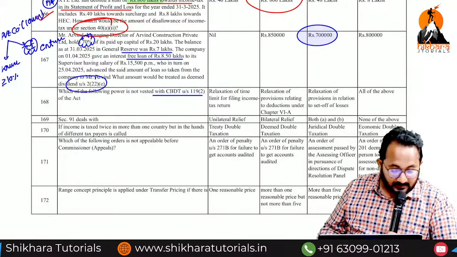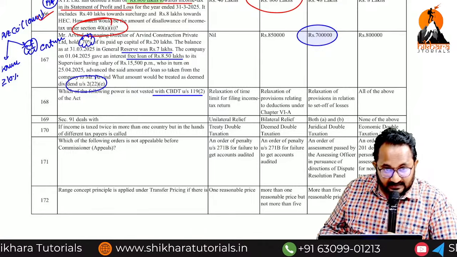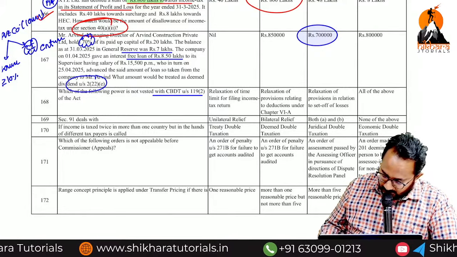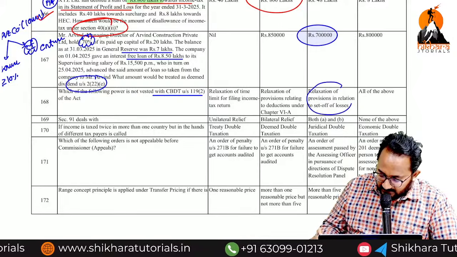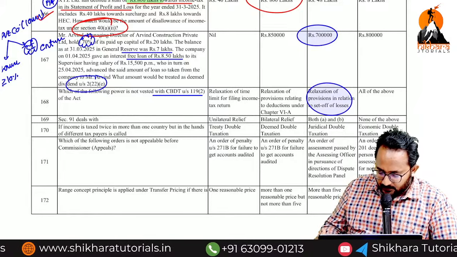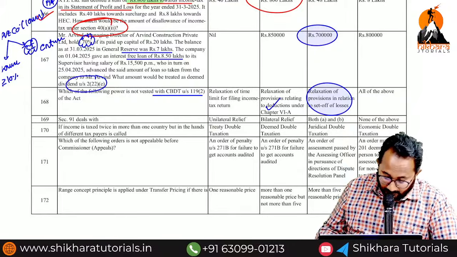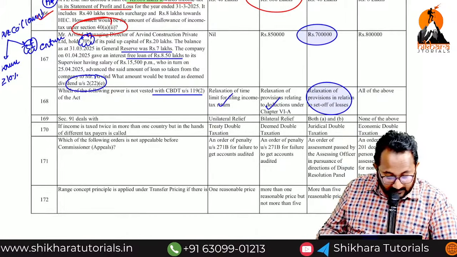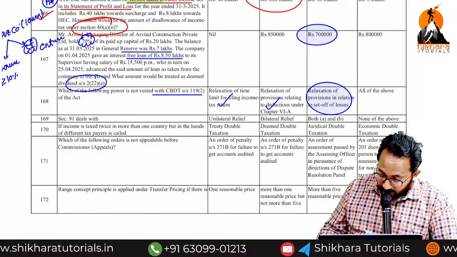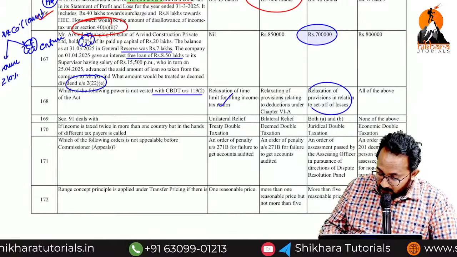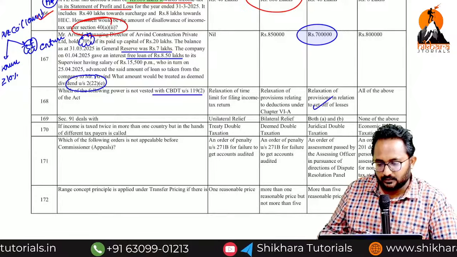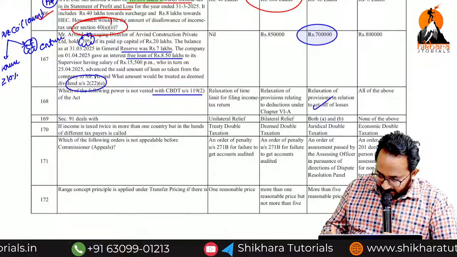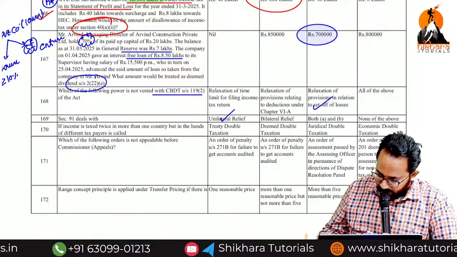So, if you observe, section 119 of the Income Tax Act 1961 gives the powers of CBDT, all the powers are there. Yes, there is no power of relaxation relating to set off of losses. Yes, relaxation of provision relating to chapter 6A. Yes, relaxation of time limit for filing of return of income. But which one we don't have is the provision relating to set off of losses. Next, section 91 deals with the unilateral relief.